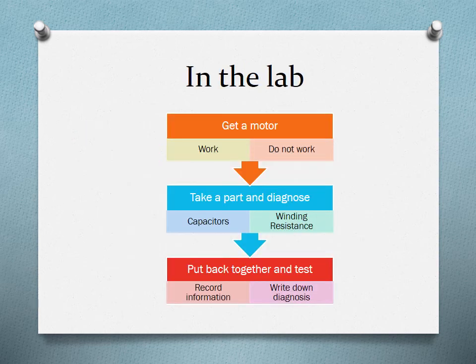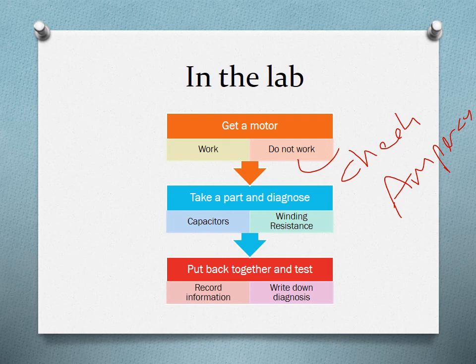So in the lab, which we are not going to do live, what you need to do is get a motor and check if it works or does not work. If it works, that's fine. Then we'll take it apart and put it back together, and hopefully it will work. If it does not work, we will try to diagnose. First thing you do to check is the amperage and compare it to the label. So you go to the label and see how much it's supposed to draw. 1.5 amps. Okay, that's good.